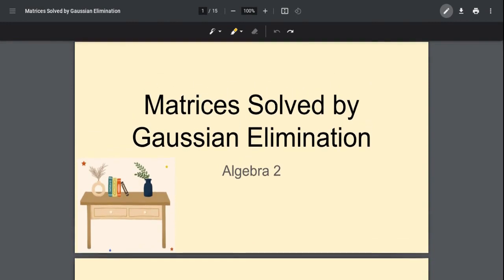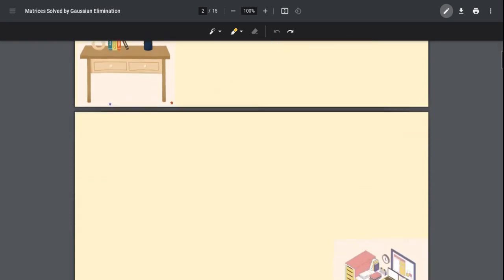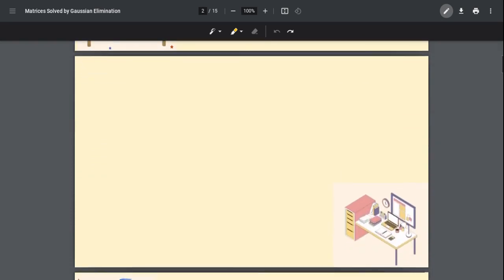Okay, today we'll look at matrices solved by Gaussian elimination. Now this topic is quite interesting and takes a lot of focus. So don't despair if you don't get it right the first time. It takes a lot of practice.